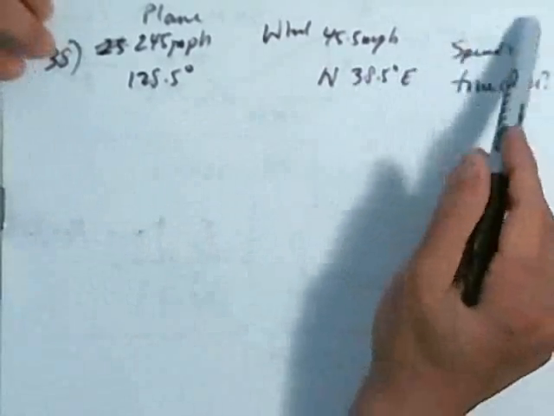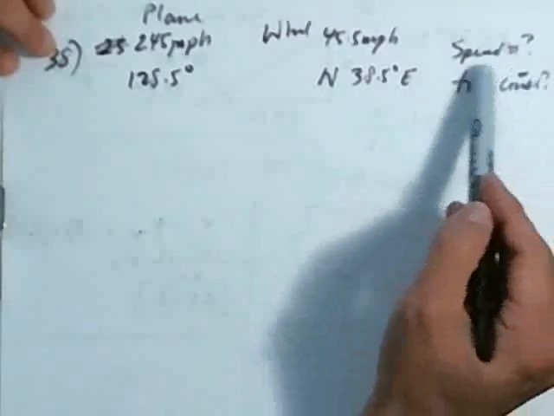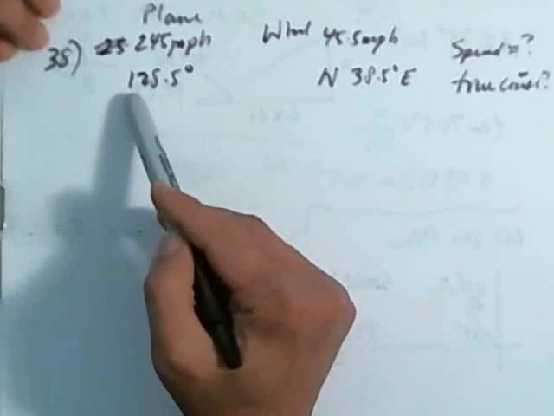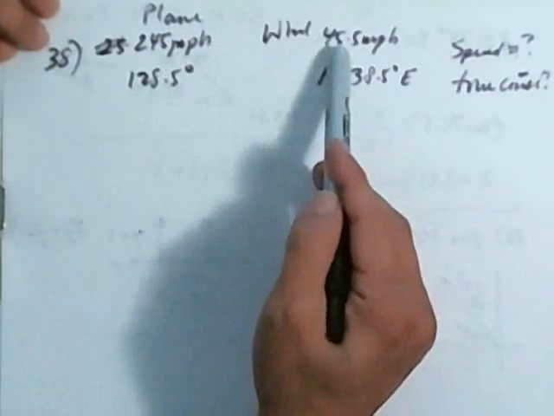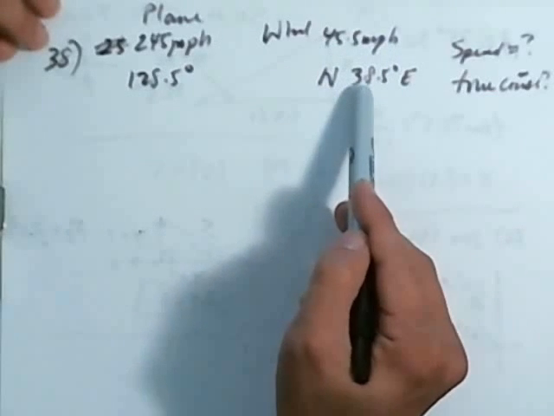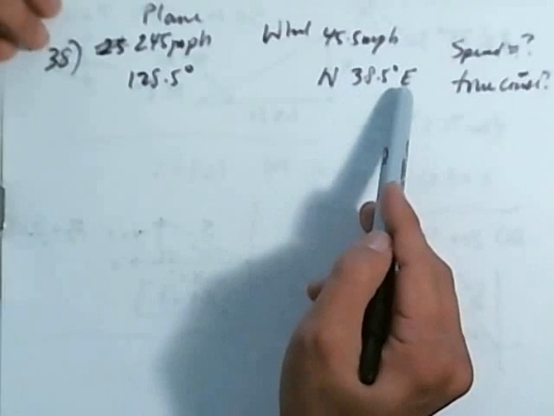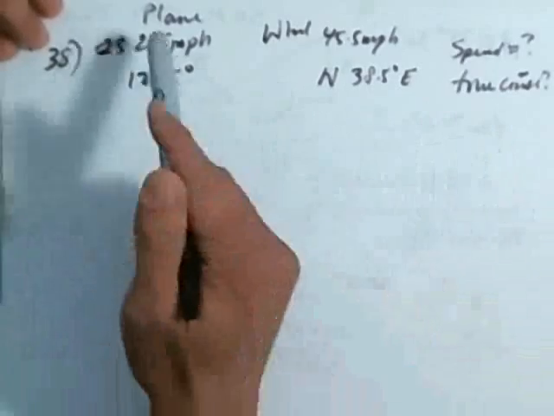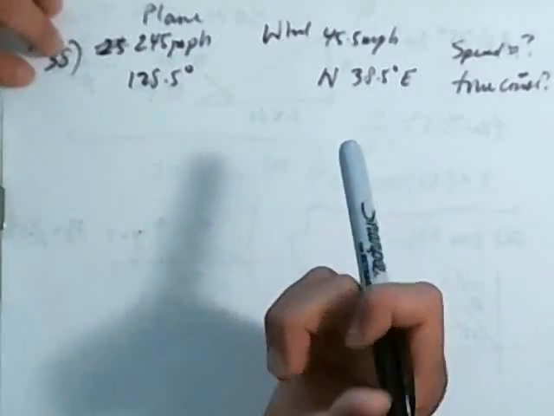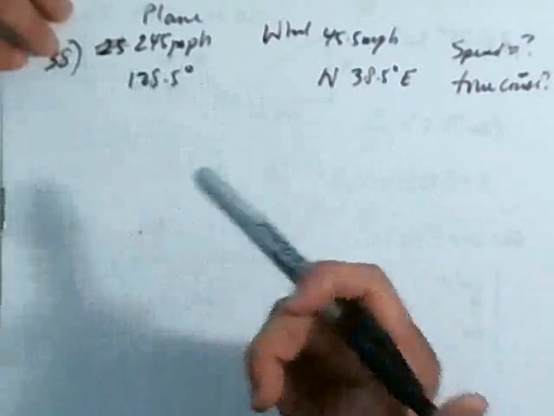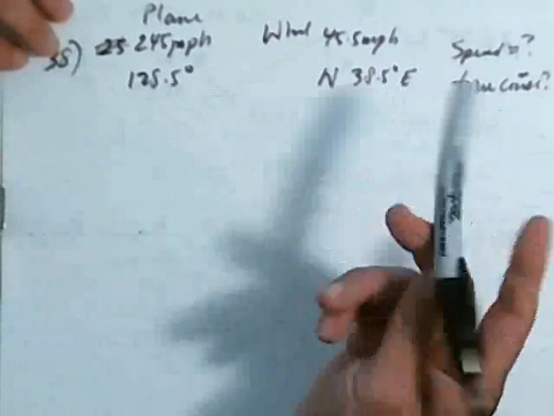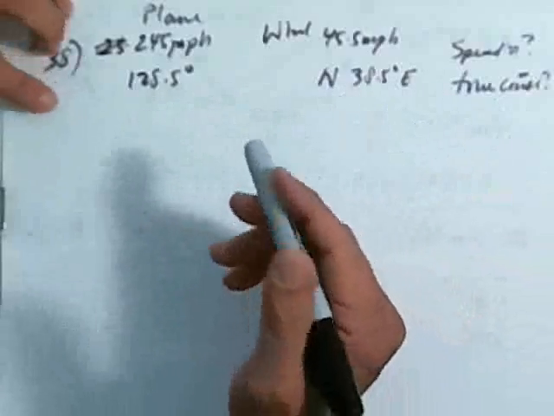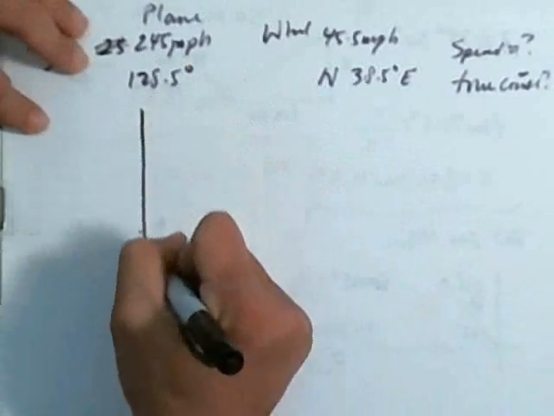Notice I try to write down what we're looking for in word problems. So a plane is going 245 miles per hour on a heading of 128.5 degrees with a wind speed of 45.5 miles per hour, north 38.5 degrees east. So it's going north and then east by 38.5 degrees. I want to try to draw this up and help you out. I'm not going to actually do this problem, but I'm going to help you set it up and then figure out the rest yourself. Drawing is half the problem.